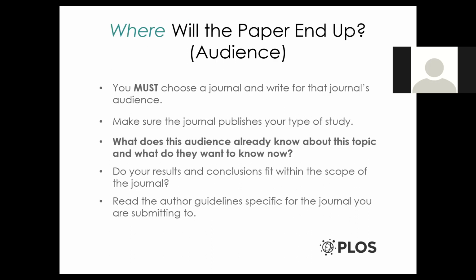So as I said, you have to choose a journal and write for that journal's audience. Make sure the journal publishes your type of study. You need to understand what the audience already knows about the topic and what they would want to know. Do your results and conclusions fit within the scope of the journal? And importantly, always read the author guidelines specific to the journal you're submitting to.